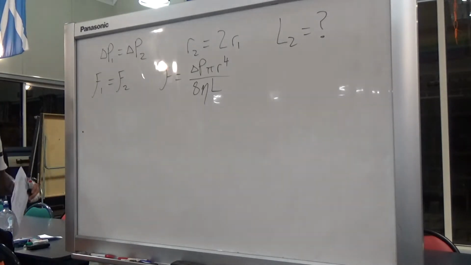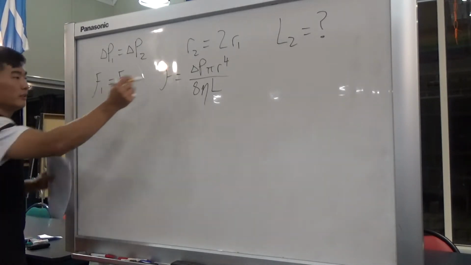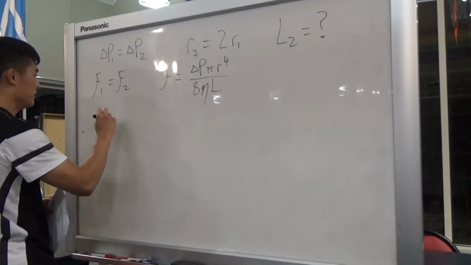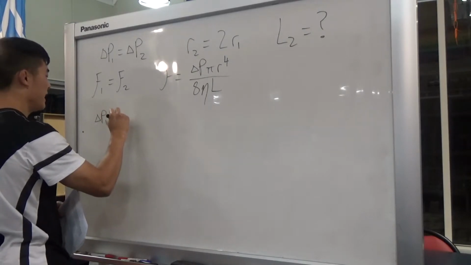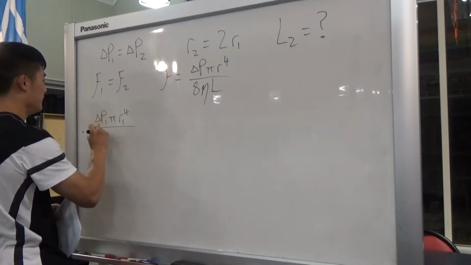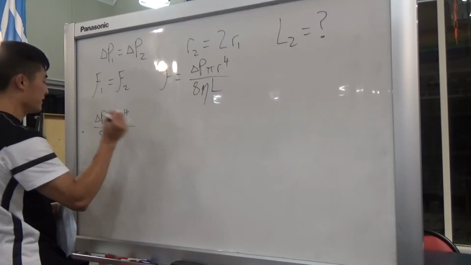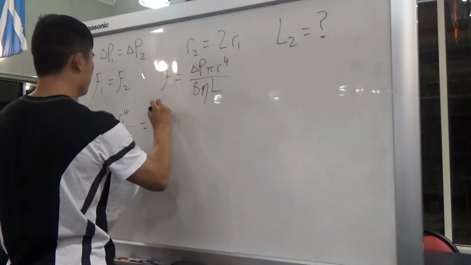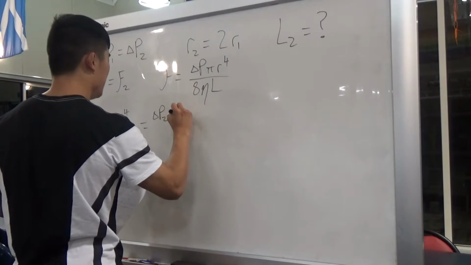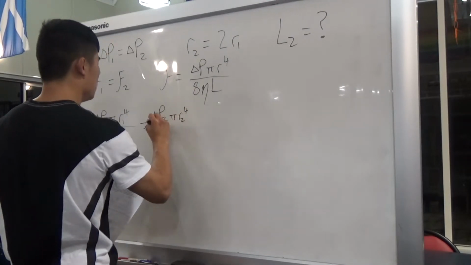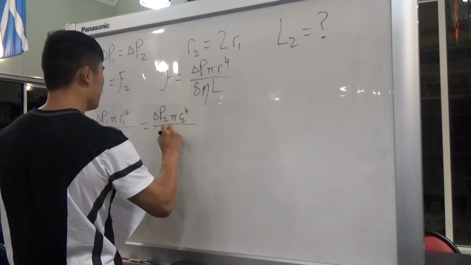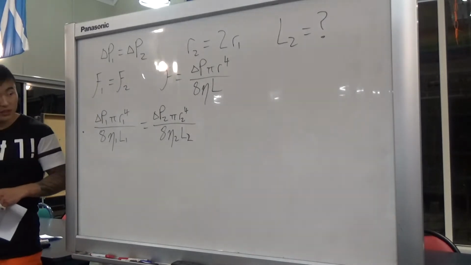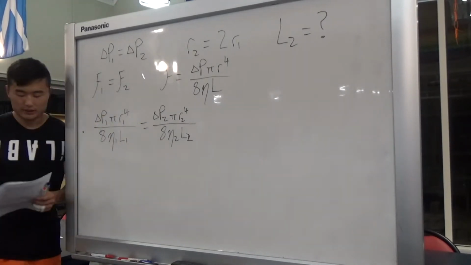Okay, so now we're going to replace flow rate 1 with this here. So that's going to be delta P1 times pi times r1 to the 4th power over 8 times viscosity 1 times length 1, is equal to delta P2 times pi times R2 to the 4th power over 8 times viscosity 2 times length 2. Okay, so that's flow rate 1, flow rate 2, and they're equal.